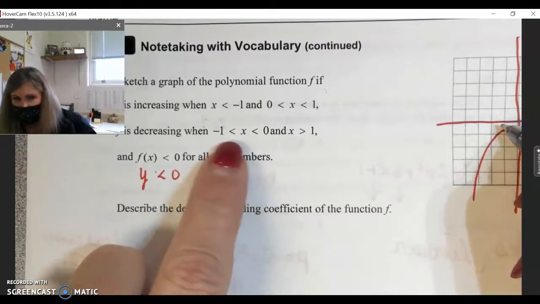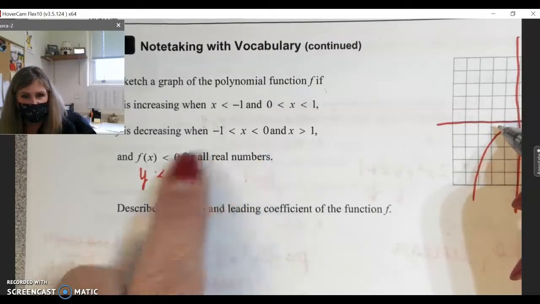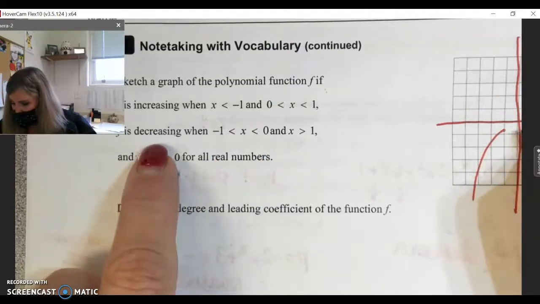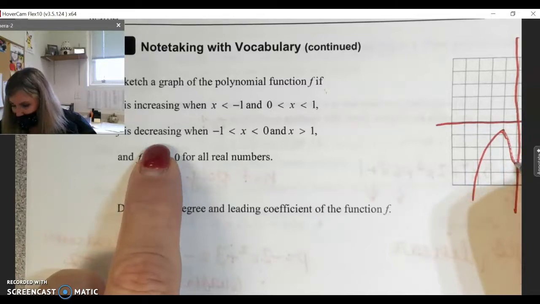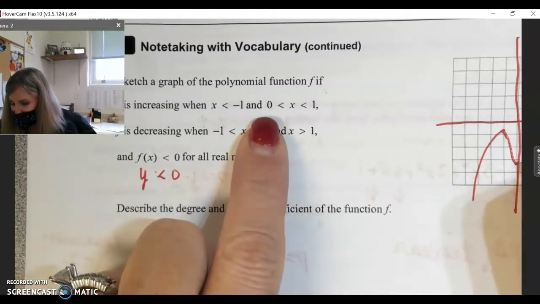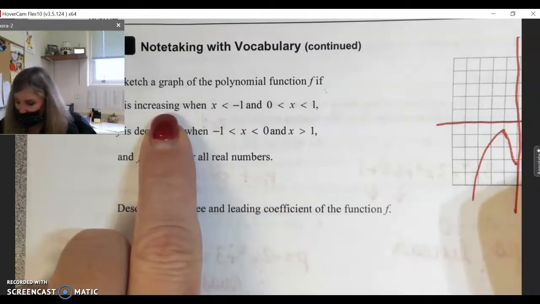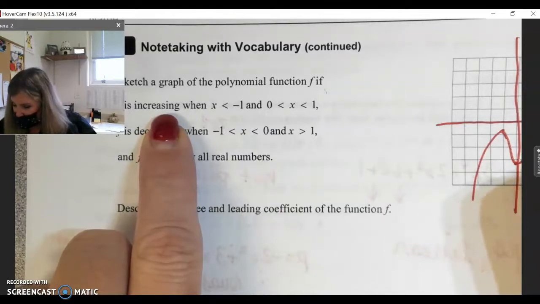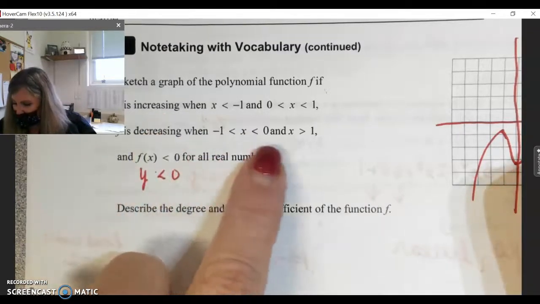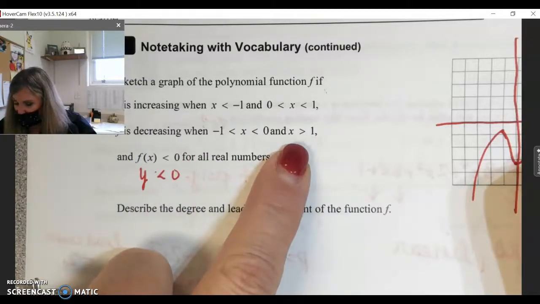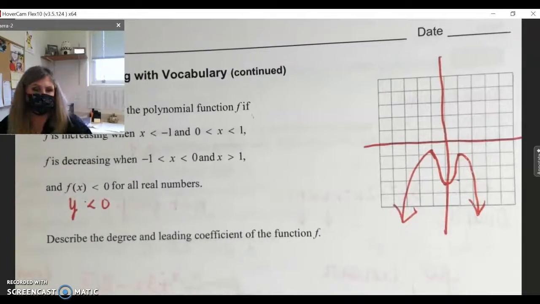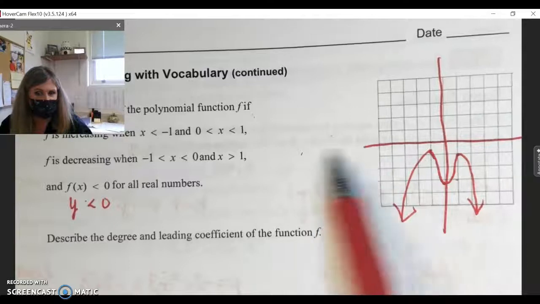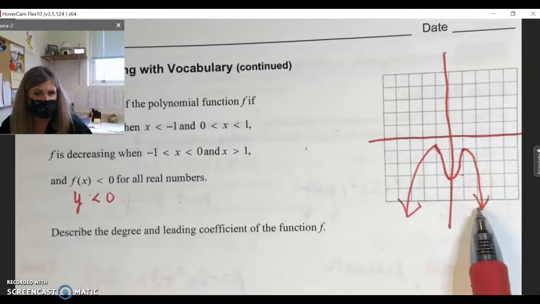Between negative 1 and 0, when x is in between negative 1 and 0, what do I have to do? Be what? Decreasing. I don't know how far down it goes, but I know it has to go down, right? Between an x value of 0 and 1, what am I supposed to do with the function? Make it do what? Go increase. And then what's it supposed to do when x is greater than 1? Decrease. That's the way that function is going to look, something like that. We had to stay below the x-axis, and we had to follow that increase-decrease.